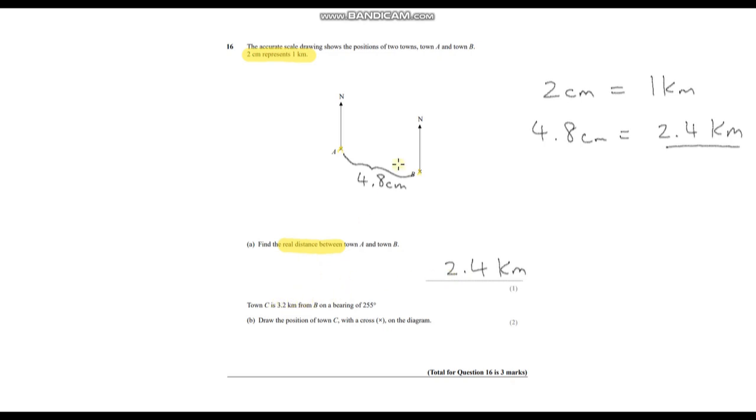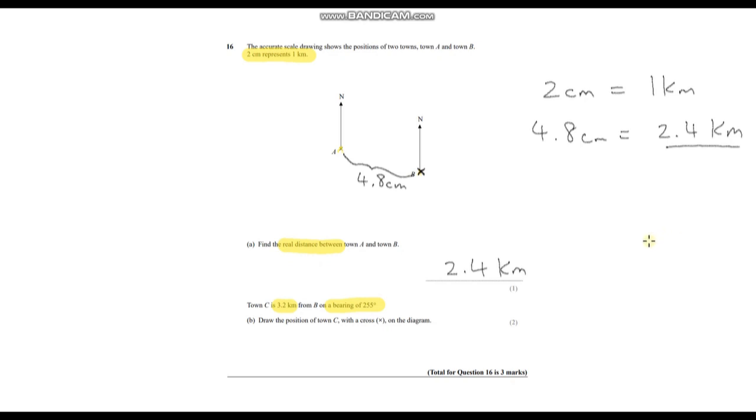Town C, which is not on the map, is 3.2 kilometers from B. So it's 3.2 kilometers from town B, and it's on a bearing of 255 degrees. So let's just highlight that. Draw the position of town C with a cross on the diagram. Now again, just like part A, you won't be able to do this because you don't have the sheet of paper. If you did want to print it off, then please feel free to do that.